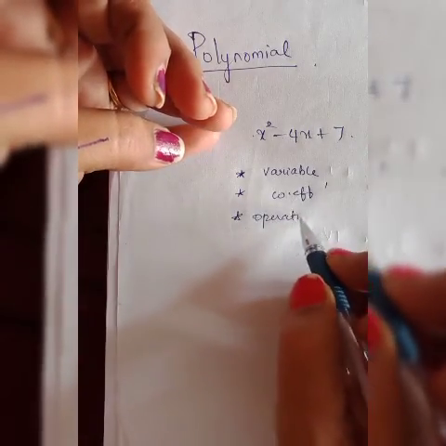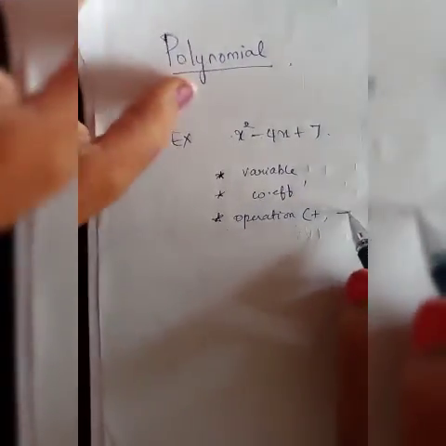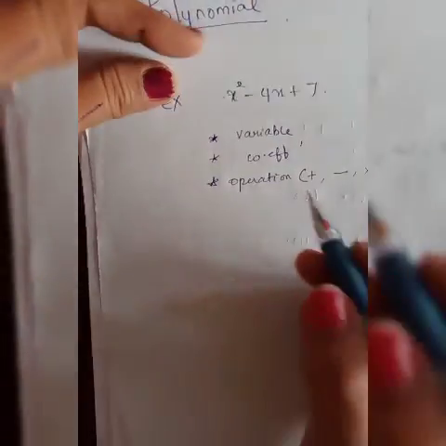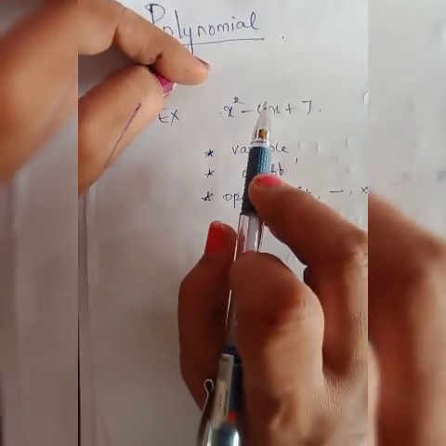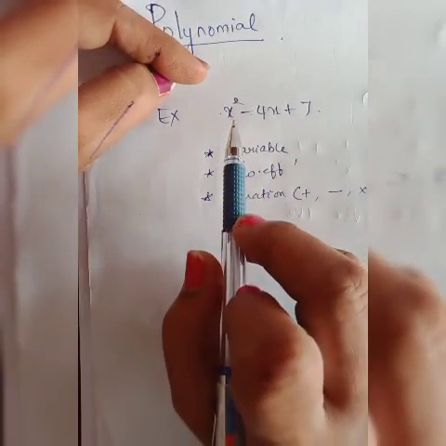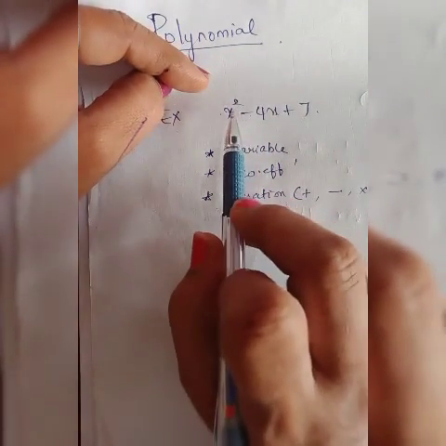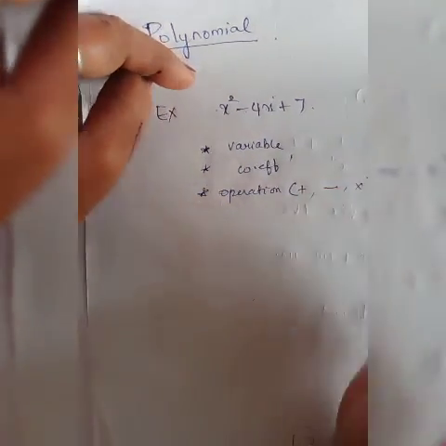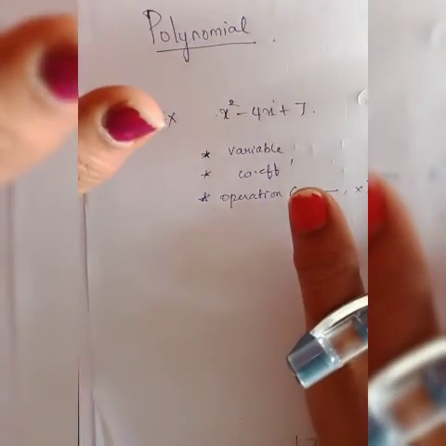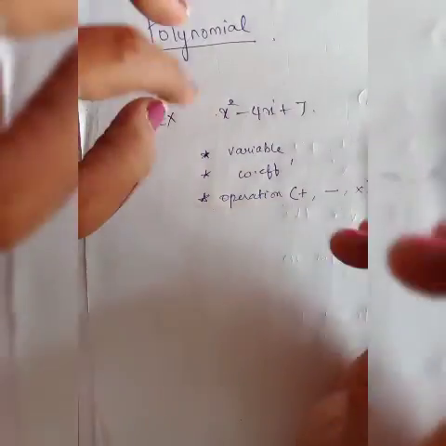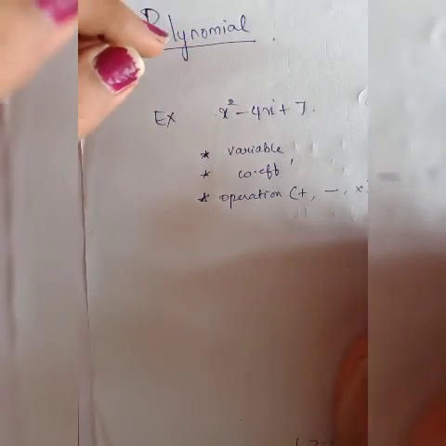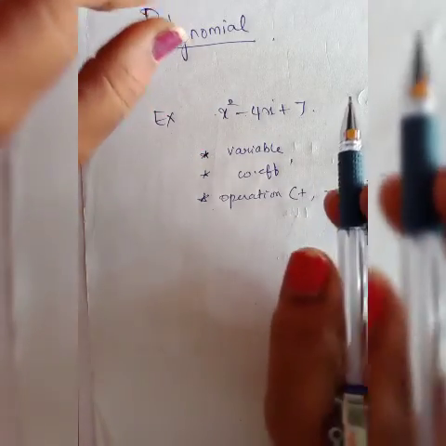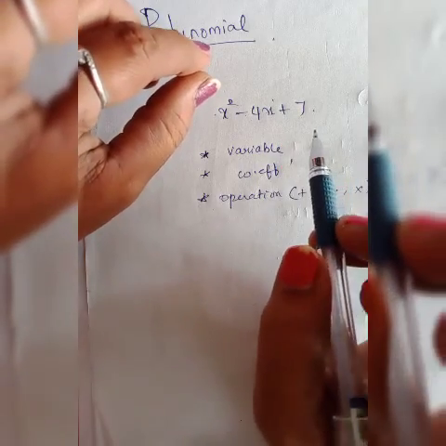It consists of operations. What are the operations? Addition, subtraction, multiplication. Then non-negative integer exponentiation. Exponentiation is nothing but power. Here the power is 2, here the power is 1; nothing is there means the power is 1. So on the whole, polynomial is an expression consisting of variable, coefficients, that also involves operations like addition, subtraction, multiplication, and non-negative integer exponentiation of variable.